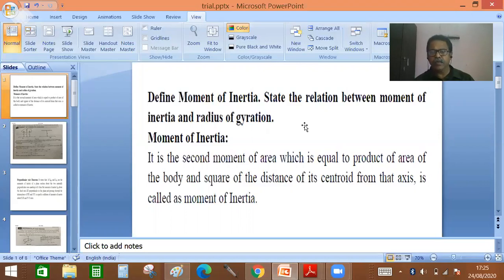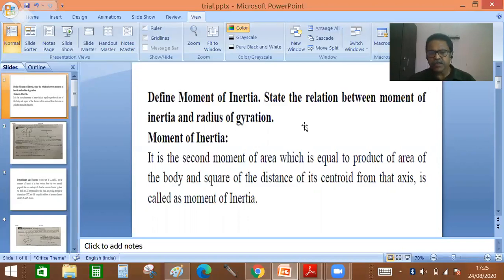Second moment means what? The first moment of area is area multiplied by distance, similar to force multiplied by distance. Similarly here, area multiplied by distance is the first moment. If you want to take the second moment of the same area, you have to take the moment a second time, so once again you multiply by distance. So the first moment is area multiplied by distance, and the second moment is area multiplied by distance and once more the same distance. So area multiplied by distance squared it is.